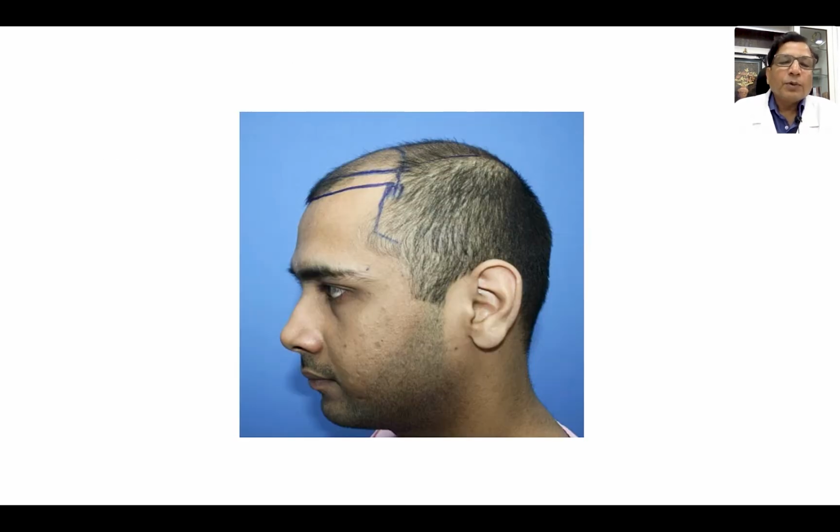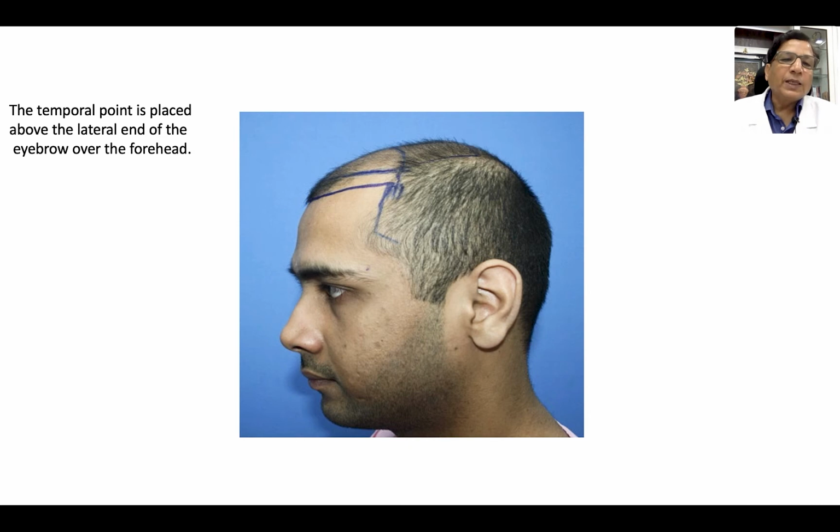Now, the temporal point is placed above the lateral end of the eyebrow over the forehead, as I said previously. This is the lateral end of the eyebrow. This is the temporal peak point. As we are not aggressively making this temporal peak point, I am a bit conservative here. That is the reason I make it a little shorter than what it was. So this is the temporal peak point.